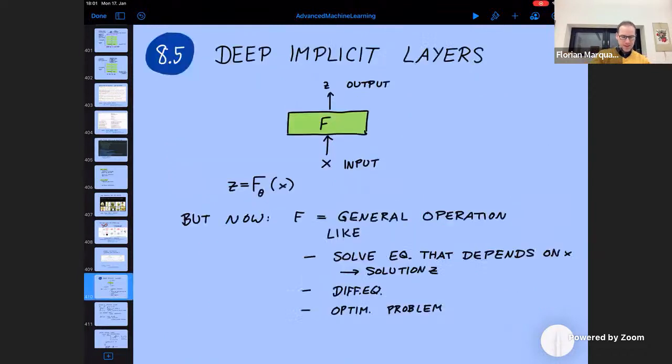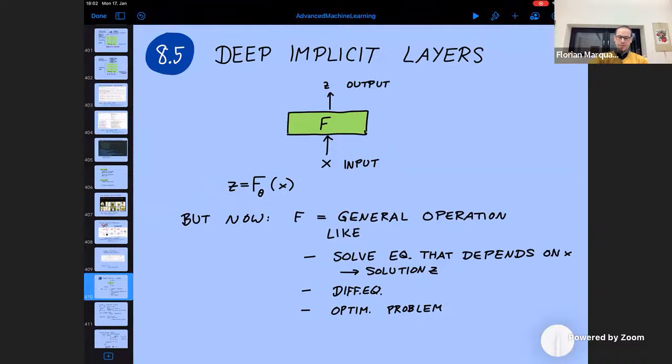So let me start by having a small recap of deep implicit layers, as they are called. Imagine F is a building block, which could be a single layer or multiple layers in the usual setup, but now it's a more sophisticated operation. It's still an operation that takes an input and produces an output, but it's not just explicitly given in the sense that it is in usual neural network layers. Rather, it could be something like solve an equation where the input is a parameter in the equation and the output is the solution. So that could be the operation that F represents.